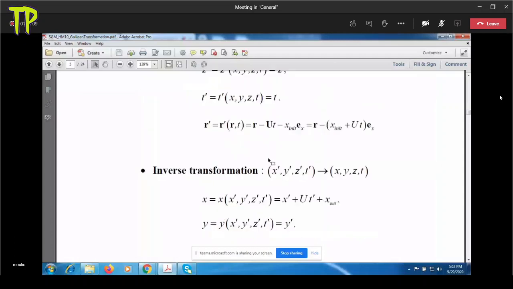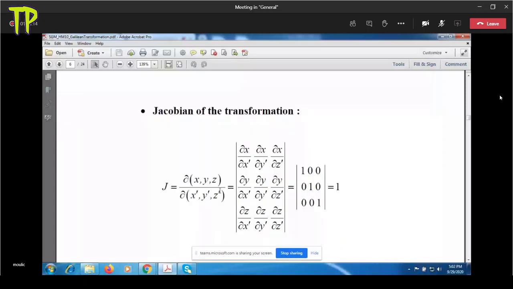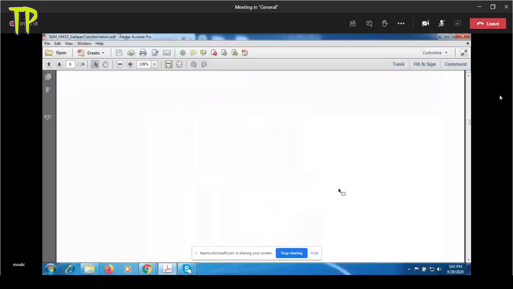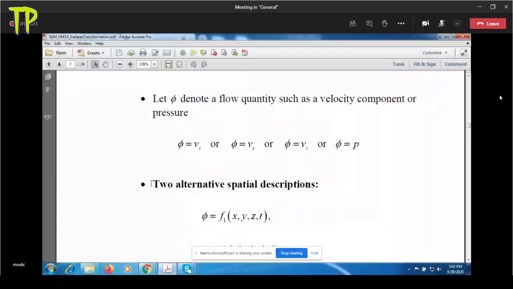Now, here I have included the Jacobian of the transformation. That is, you can easily show it's one. Well, suppose you have a flow quantity, which I'm calling phi. It could be Vx, Vy, Vz, or P. So there are two possible descriptions.